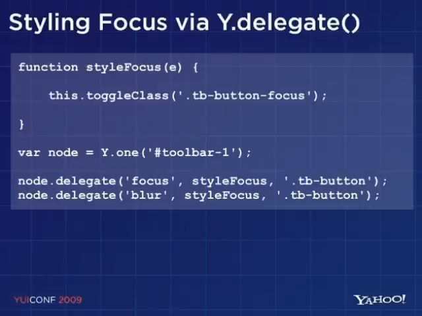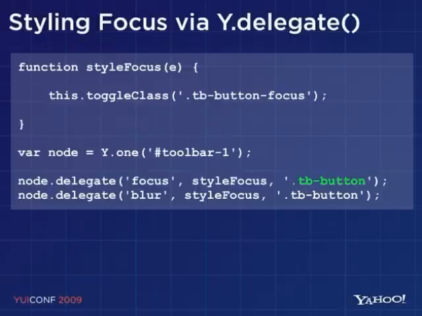So we're going to set up two delegated focus and blur event listeners on the outermost div that is responsible for holding all the buttons in our toolbar. We have one event listener of each type, so we're considering performance from the very outset here. And so we're going to call delegate. We're going to pass in TB-button as our CSS selector.